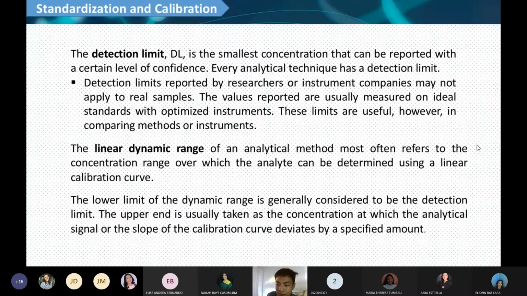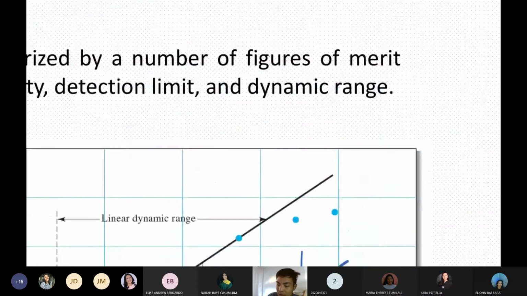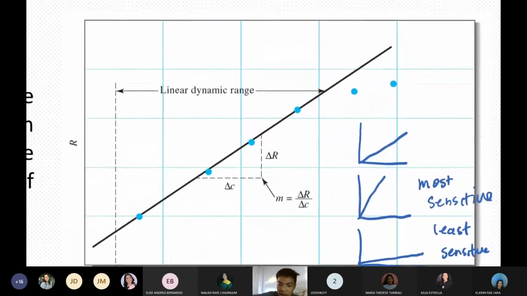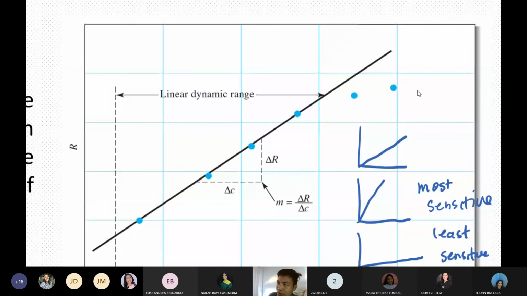Okay, so yun lang. The linear dynamic range, that is the range from your detection limit, from your standard deviation, up to the last point na linear yung graph. Okay, so kapag nag-hyperbolic na yan, burahin mo na yan. For example, ito. Nag-hyperbolic na yan. Tanggalin mo na yung part na yan. Okay, so only from detection limit up to the highest concentration, yun lang yung reading mo.